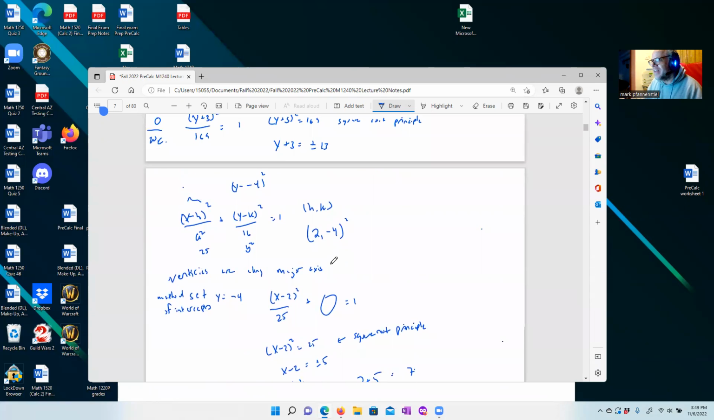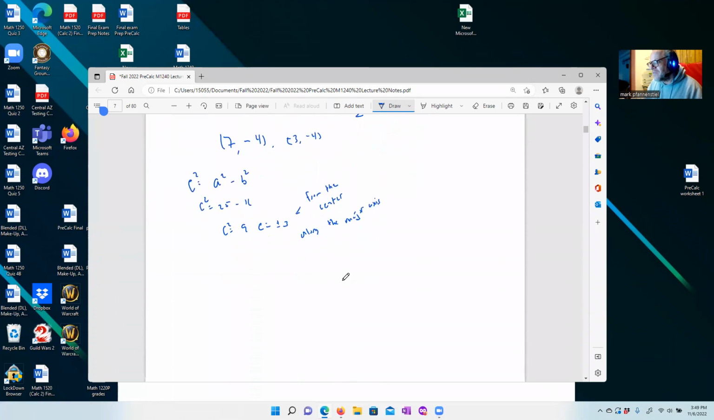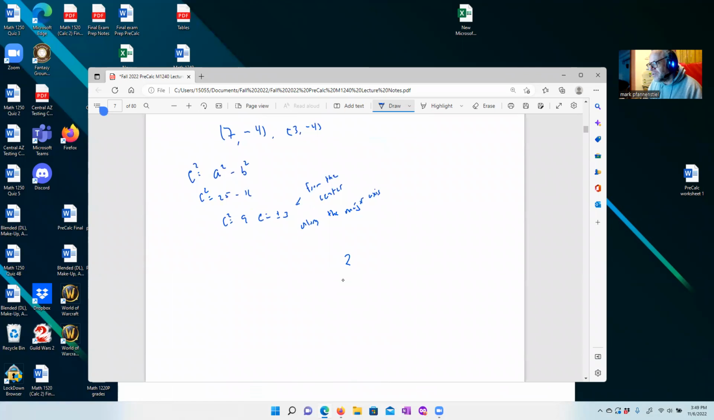What was my center again? My center was 2, negative 4. So the center is 2, negative 4, and I want to go plus or minus 3 from 2, negative 4 along the major axis. What was the direction of the major axis? It was in the x direction. So 2 plus 3, that's going to be 5. Are we going to do anything with the minor axis? Absolutely not. And then 2 minus 3 gives negative 1, negative 4. So those are my foci. That's where my foci are going to be.